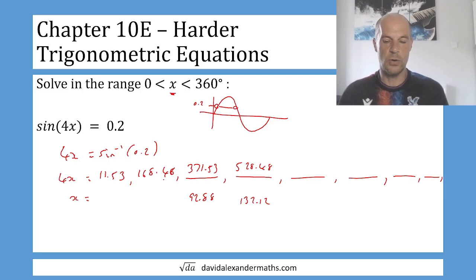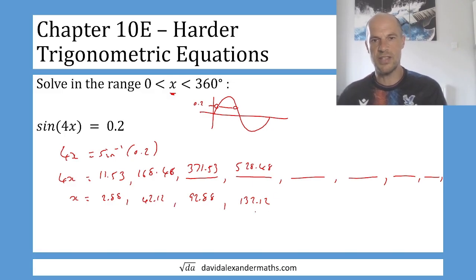168.48 divided by 4, that is 42.12. And 11.53 divided by 4 is 2.88. So all of these are definitely between 0 and 360, but this one's miles off 360, so maybe I can get another one in, or maybe several more in.